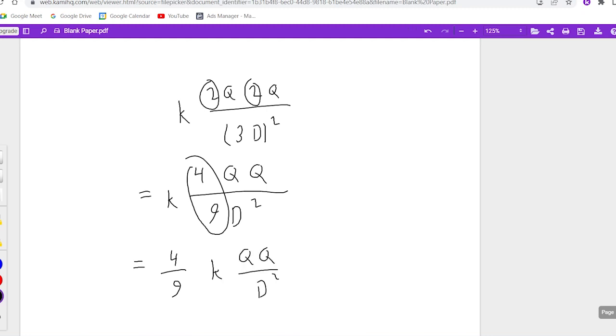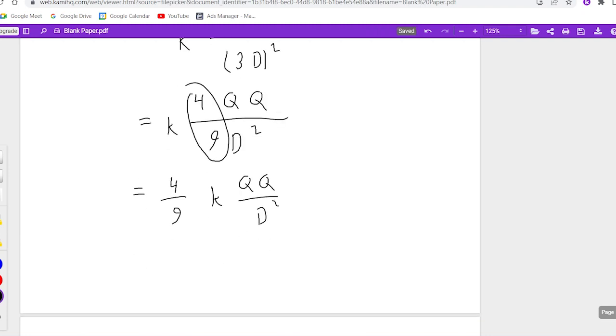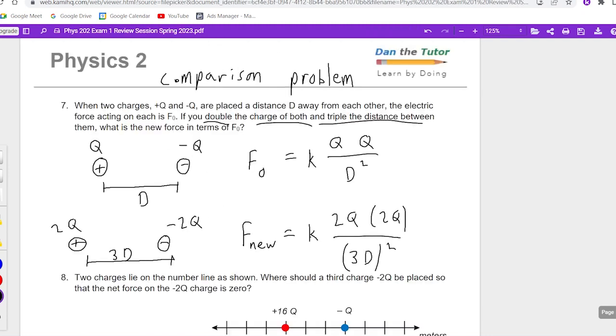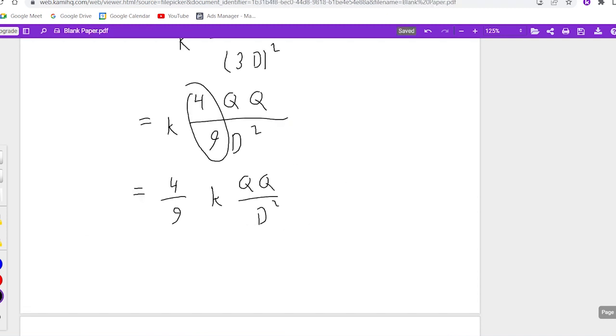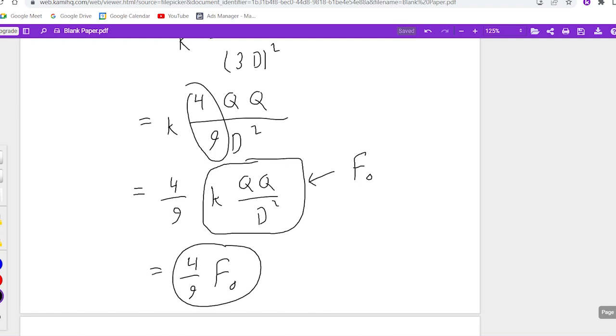And the reason why we pull the coefficients out in front is because I'm going to go back to the last page. See right here how we said F naught is k Q Q over d squared, and we have k Q Q over d squared right here? Well, that's F naught. When they tell us to write our answer in terms of F naught, there it is. So the final answer is 4/9 F naught, and we're done.